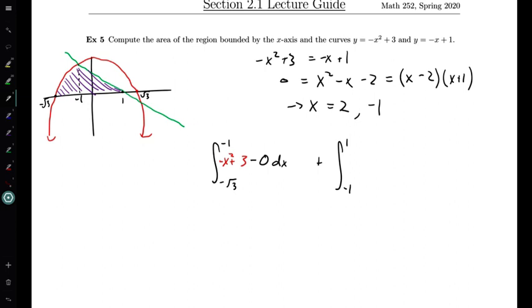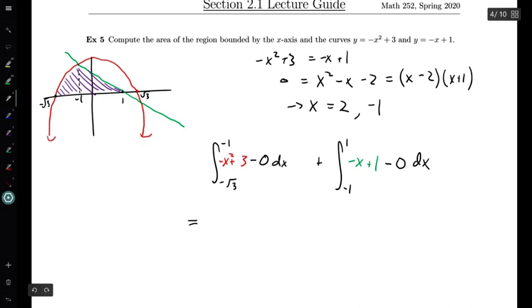Similarly, on the second interval from minus 1 to positive 1, the larger function here is the linear function, which is y equals minus x plus 1. And I want to subtract away the lower bound. The lower bound is again the x-axis, which is the function y equals 0. And so I'm subtracting away 0.